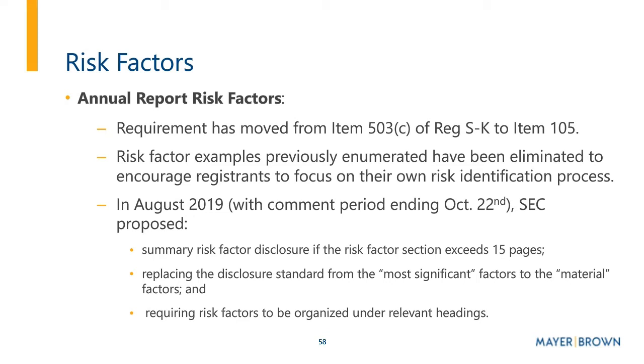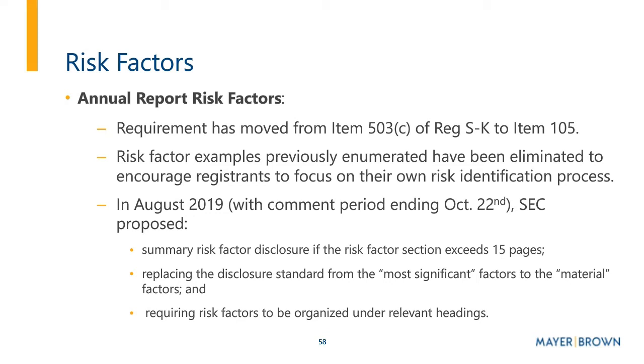As part of these amendments, the SEC also eliminated previously enumerated risk factor examples. So previously they had included examples of risk factor disclosure, for example, disclosing the lack of operating history or the lack of profitable operations, etc. But they've eliminated these examples to encourage registrants to think about the risk factor disclosure that may be more specific to their circumstances and therefore more meaningful to investors.